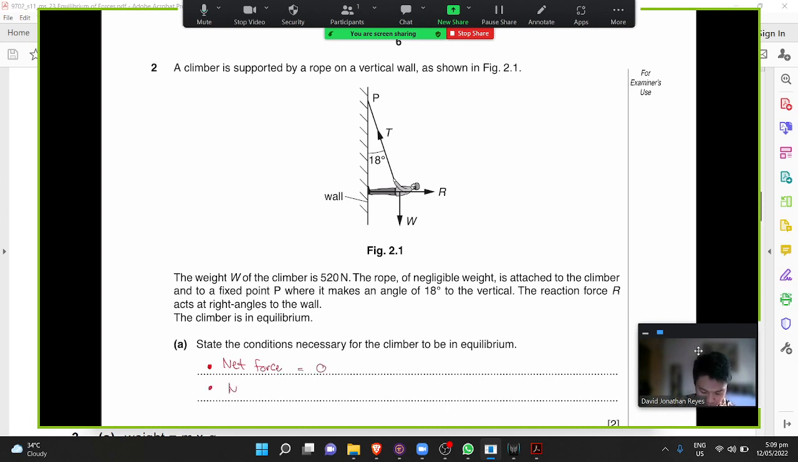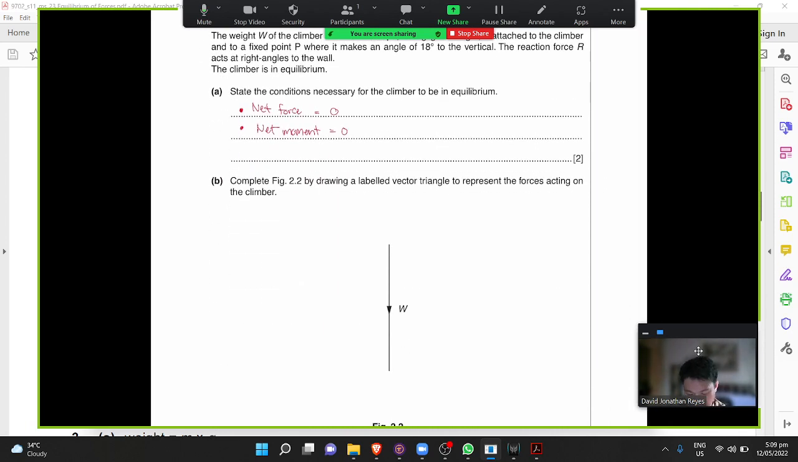And the second one is that your net moment should also be equal to zero. If either of the two is not fulfilled, then you are not considered to be in equilibrium, even if it seems that you are in equilibrium. Okay? All right.